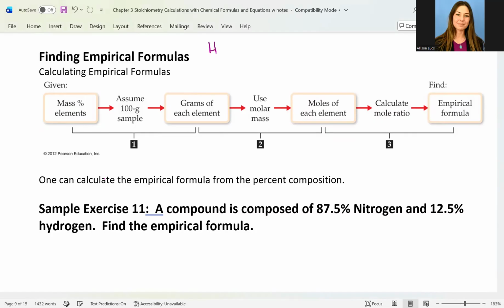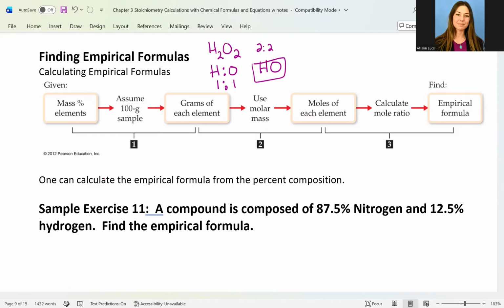So say we have hydrogen peroxide, which is H2O2. The empirical formula would just be one hydrogen to one oxygen because it's a one-to-one ratio when we simplify the 2-to-2 ratio. So our empirical formula would look like this.